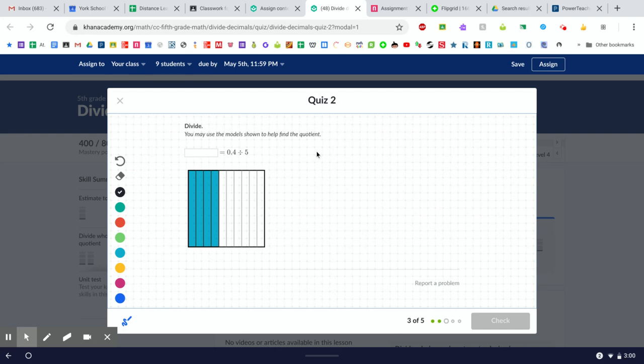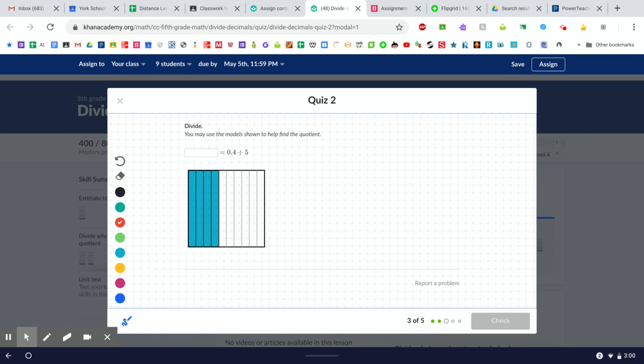You may use the models. It says divide, and you may use the model to help find the quotient. Well, we have 4/10. Oh, wow. How am I going to use 4/10 here and divide that into 5 equal groups?